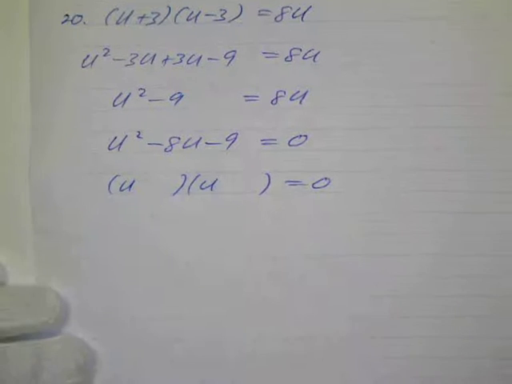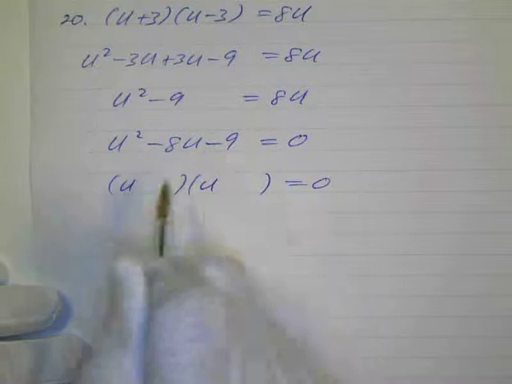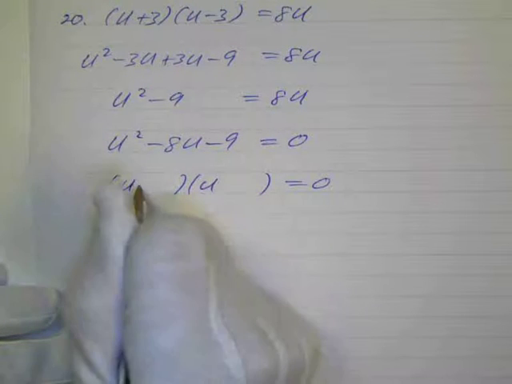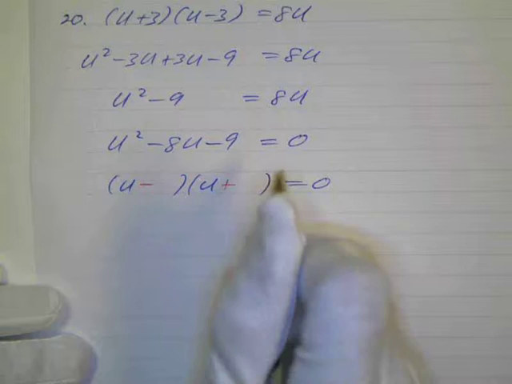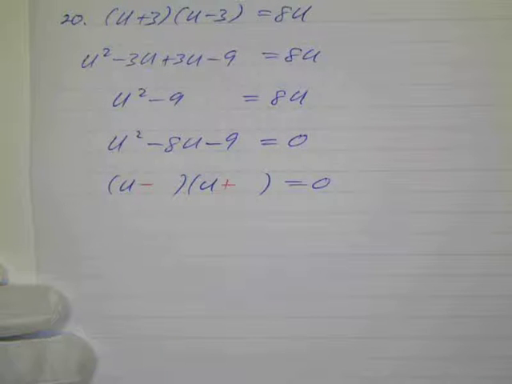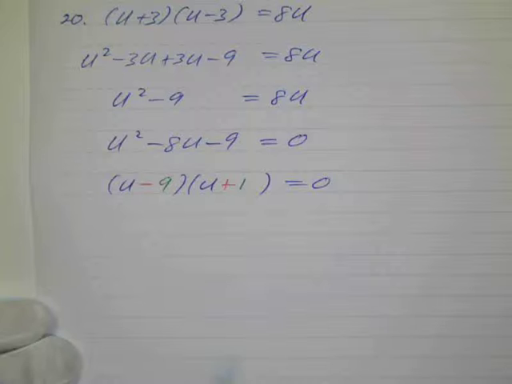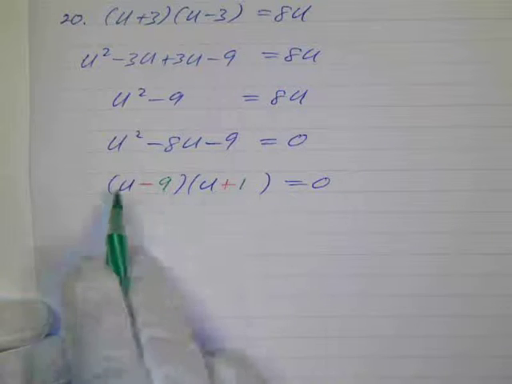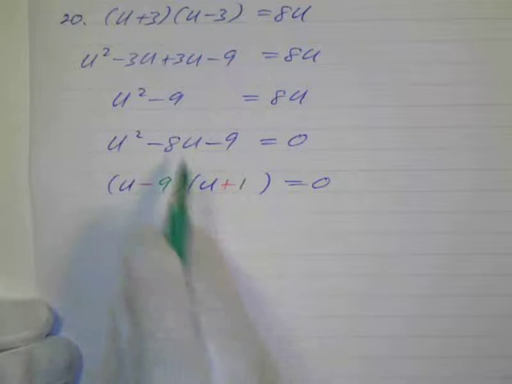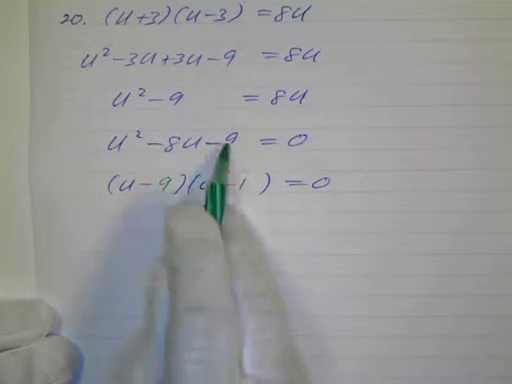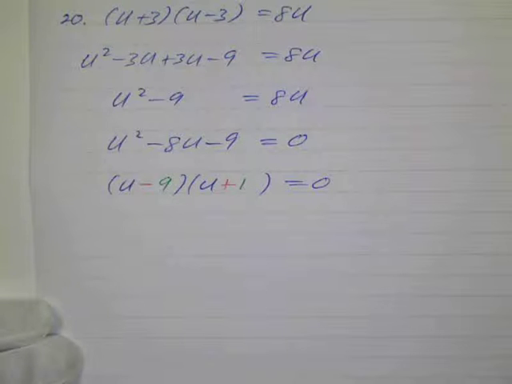So I analyze my signs. This tells me these signs will be different and the sign of larger will be negative. So negative, positive. I need two numbers that multiply to give 9 and differ by 8. Well, that's just going to be 9 and 1. And check it. Negative 9u plus 1u is negative 8u. Negative 9 times positive 1 is negative 9, and u times u is u squared, so it checks out.